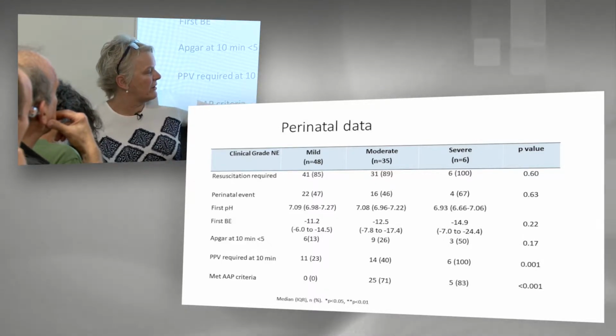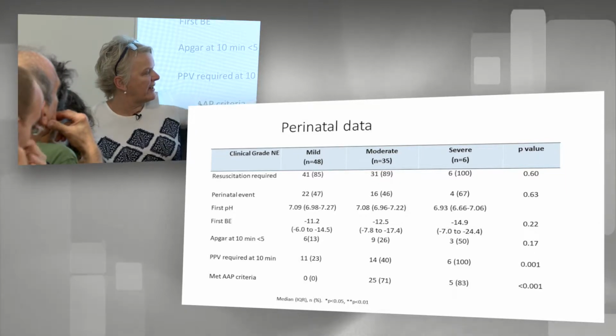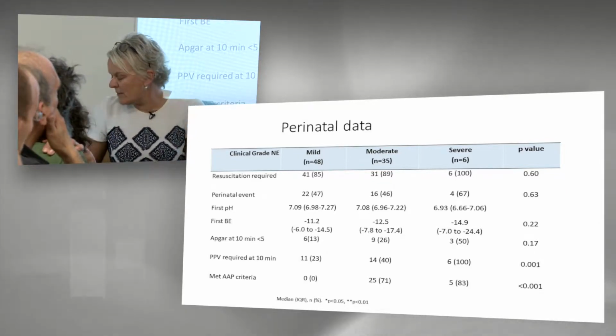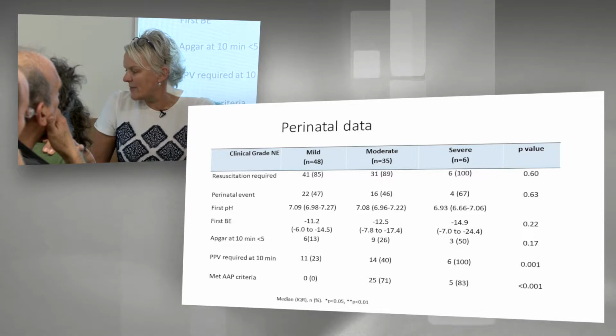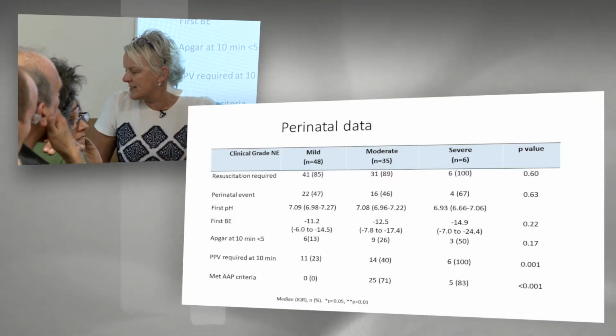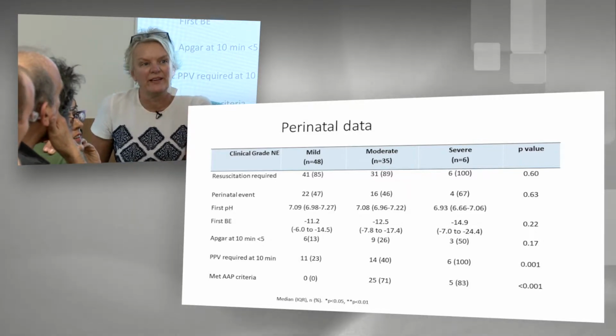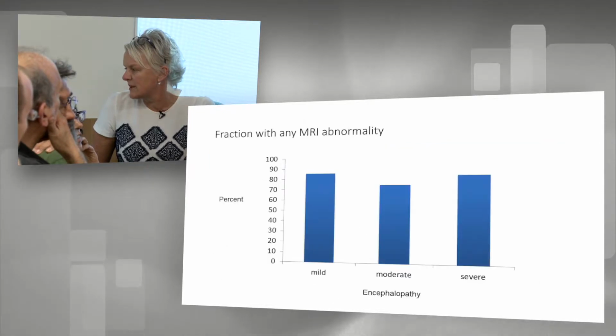When you look at those that would have met the AAP criteria, though, 0 of the mild babies would have, and 70% and 83% would have, even in our moderate and severe by exam, because they were missing the other criteria, such as they would have been 35 weeks rather than more mature.